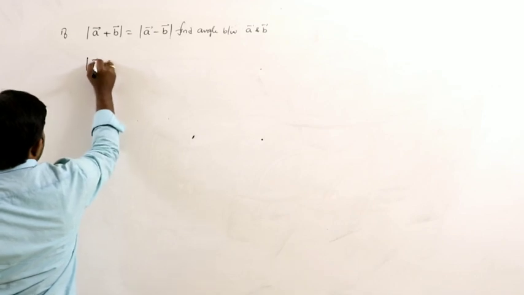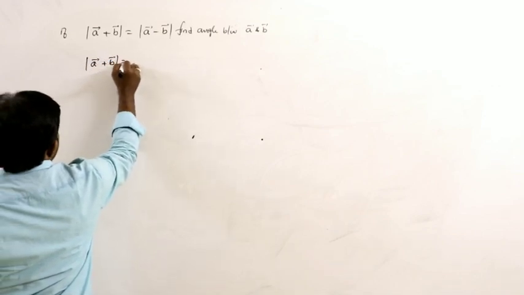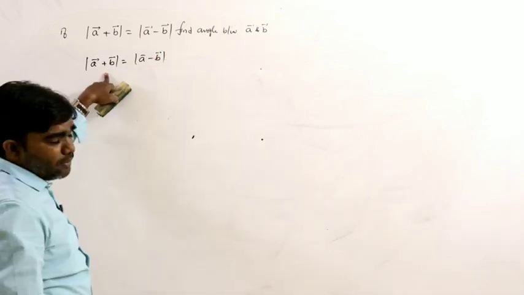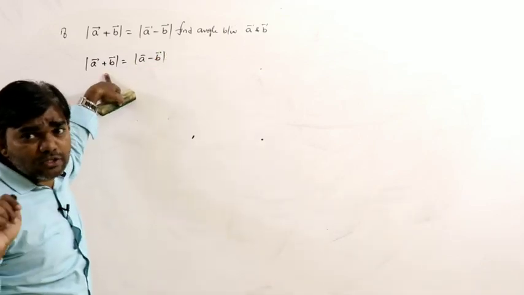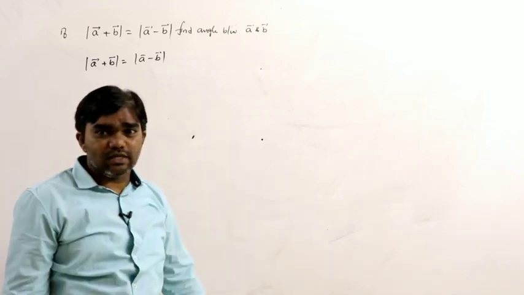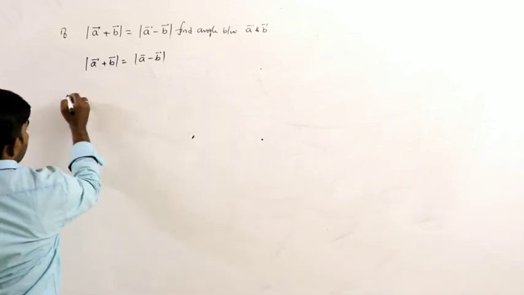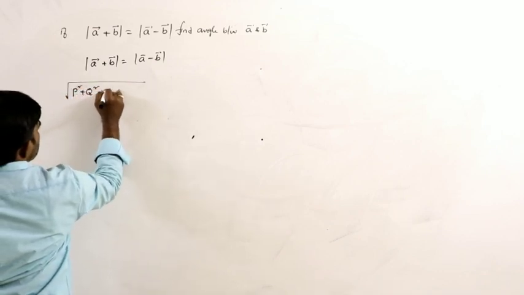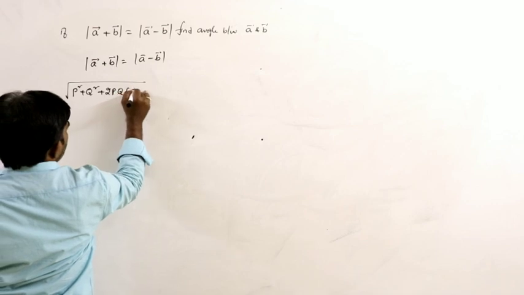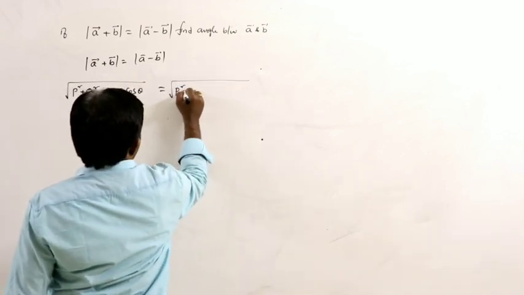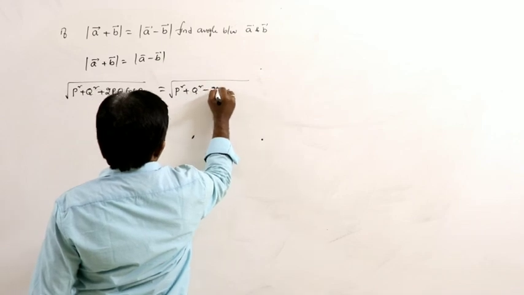So here it is given that the magnitude of A bar plus B bar is equal to the magnitude of A bar minus B bar. The magnitude of P bar plus Q bar, what are we writing? Under root P square plus Q square plus 2PQ cos theta. In the same way, here under root P square plus Q square plus 2PQ cos theta is equal to under root P square plus Q square minus 2PQ cos theta.